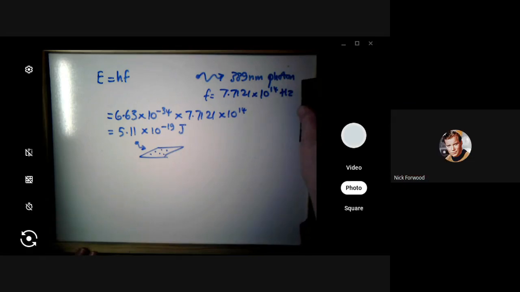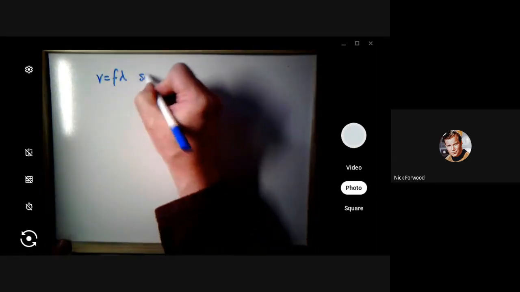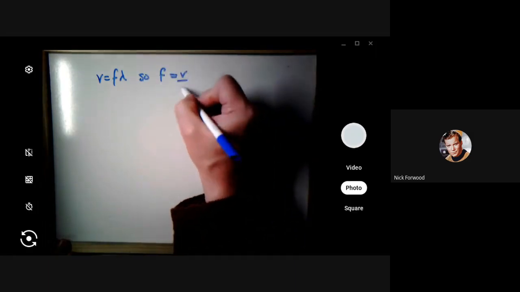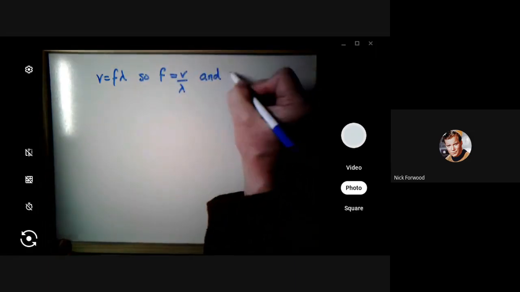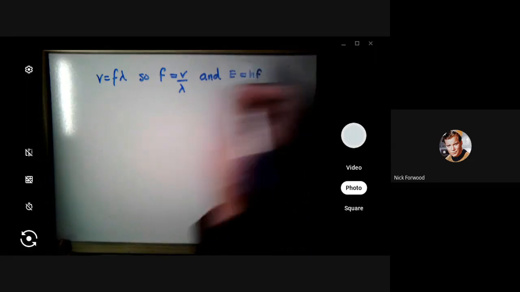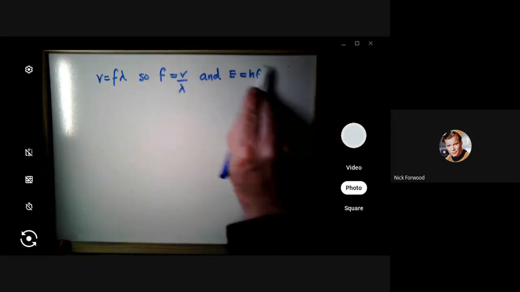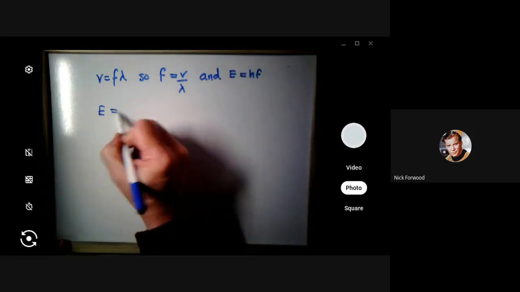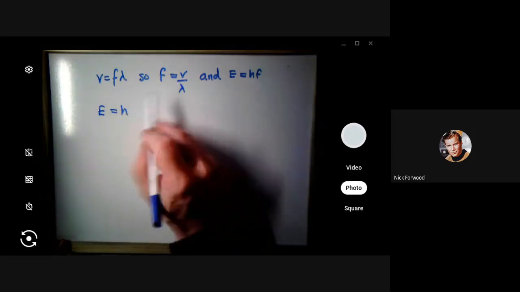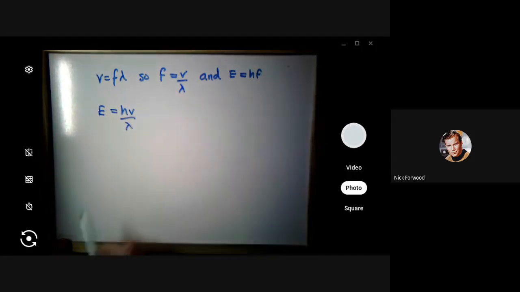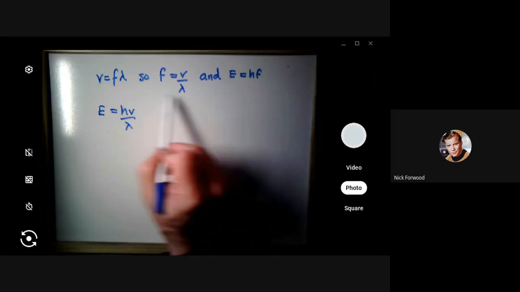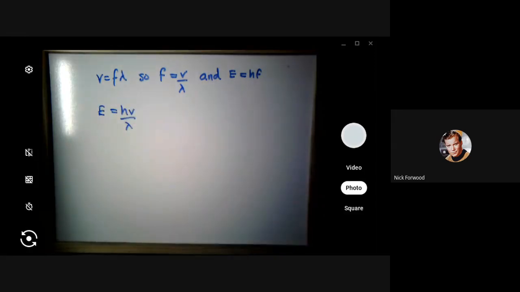Okay, now let's just go back to the formulae. v equals f lambda, so f equals v divided by lambda. And E equals hf. So if I substitute this formula into this formula here, I've got E equals h, and instead of f, I'm going to write v over lambda. So I've got a single formula now which combines these two. And you'll be familiar with combining and substituting formulae from before.